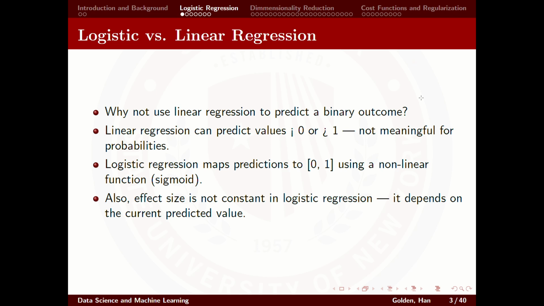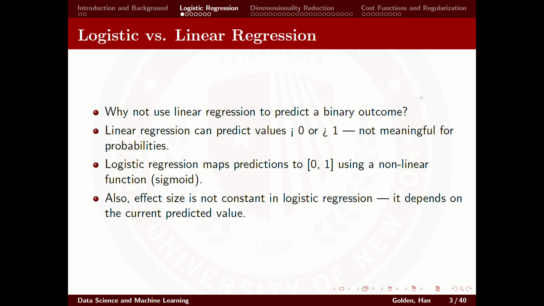So let's discuss logistic versus linear regression as we get started with our machine learning unit. So why not just use linear regression to predict a binary outcome? Linear regression can predict values less than 0 or greater than 1, which is not useful for probability.